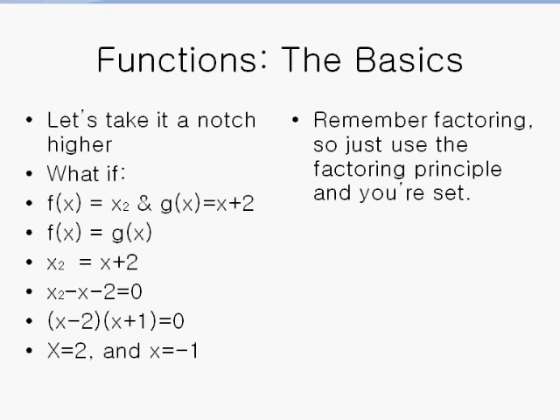What if f of x equals x squared and g of x equals x plus 2, right? So f of x equals g of x. So if this is x squared, we bring the x squared down here, and if this is x plus 2, we bring it down here. So, hey, this is old-fashioned algebra, so let's bring this all to this side: x squared minus x minus 2 equals 0.